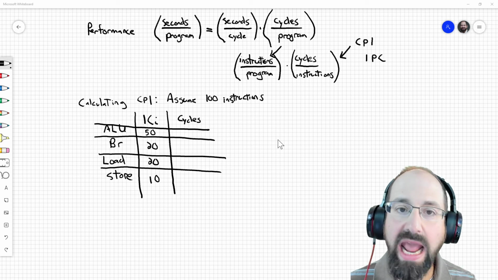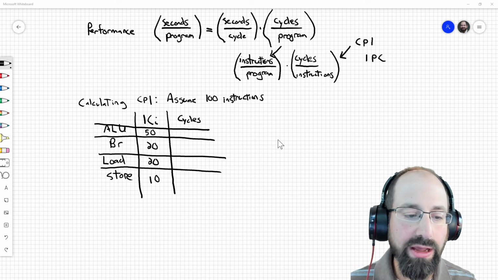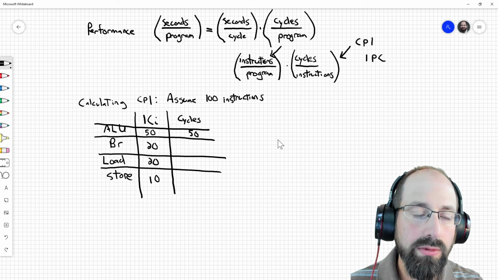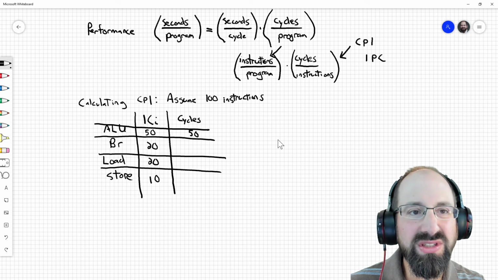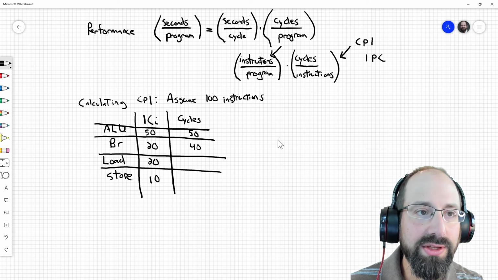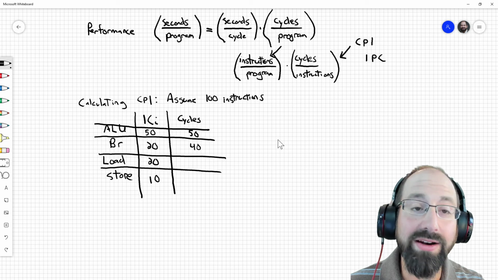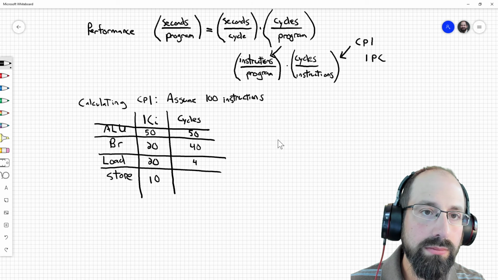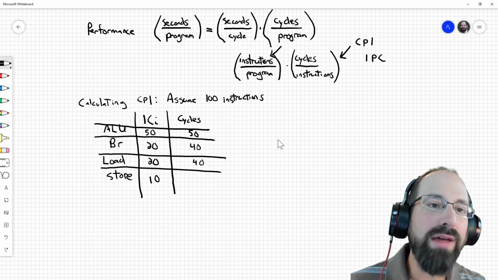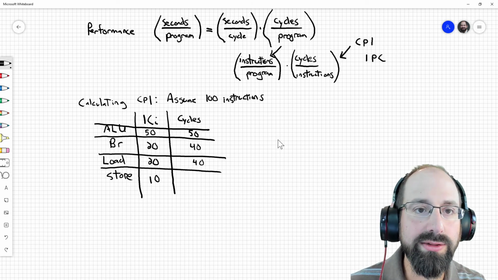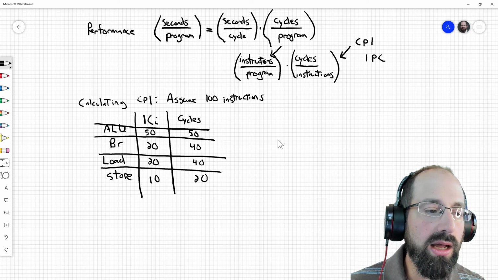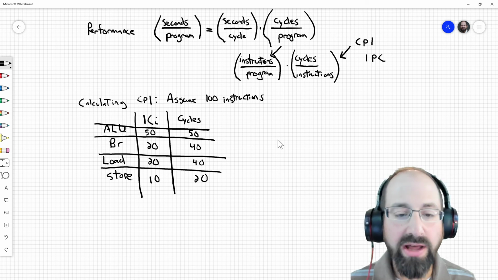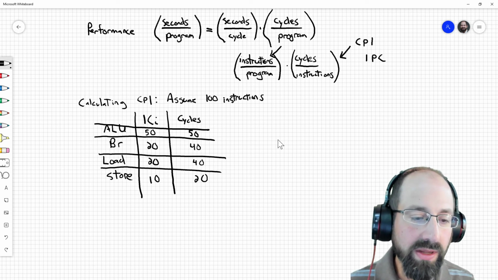If we have 50 ALU instructions, that's our instruction count for the ALU type, this should take exactly 50 cycles. We have 20 branch instructions, each of which take 2 cycles. That should be 40 cycles. We have loads that are 20 instructions, each of which take 2 cycles. That should be 40 cycles. We then have 10 store instructions, each of which take 2 cycles. That should be 20 cycles for that.